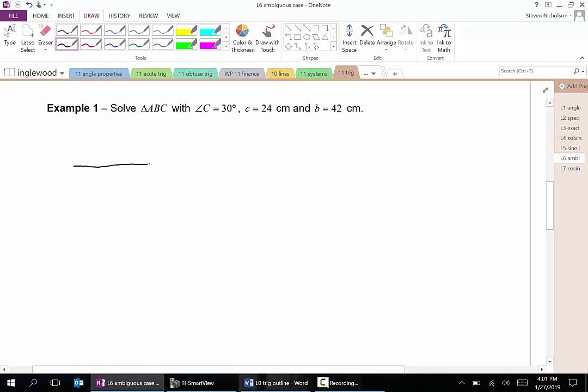So in the first picture I'm just going to draw the 30 degrees. So here's our 30 degrees. Here's angle C right here, and it's 30 degrees. And our angle B is going to be over here. And that's important because little b is 42, so that's going to be right there. And then we're going to have little c, the side opposite, and it's 42. Now, I'm not going to draw that right now. I'm just going to imagine this picture, and this is the picture we always want to draw.